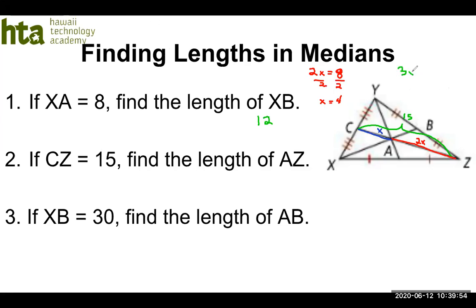So 3 total x's from C to Z has a length of 15, and we want to know the length of a single x. So we divide by 3, and we get x is equal to 5. So I know x is equal to 5, so that means C to A is 5, and Z to A is twice that, so it's 10. The question is, what is AZ? AZ has a length of 10.